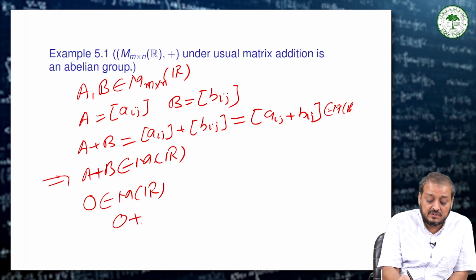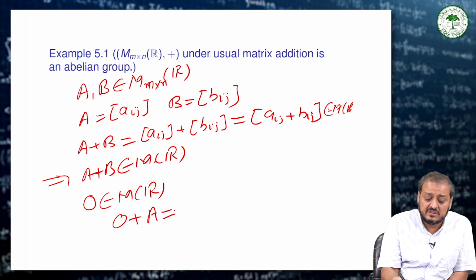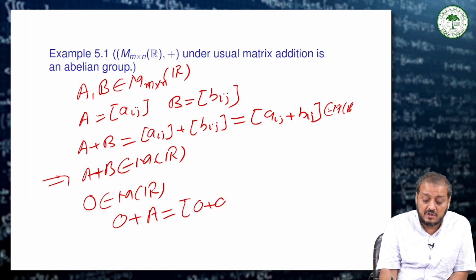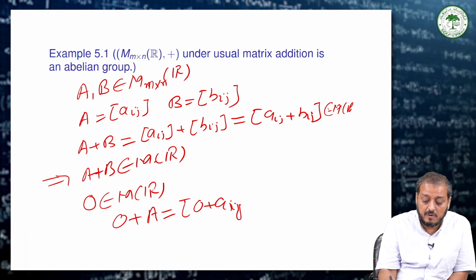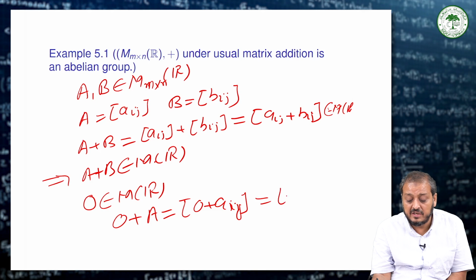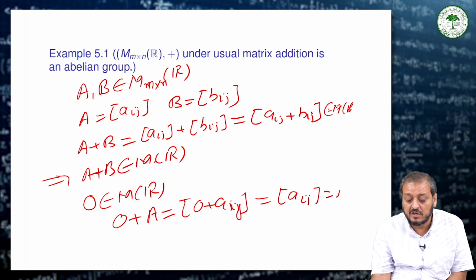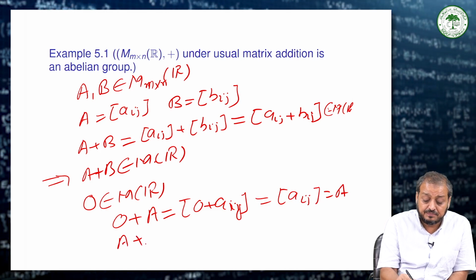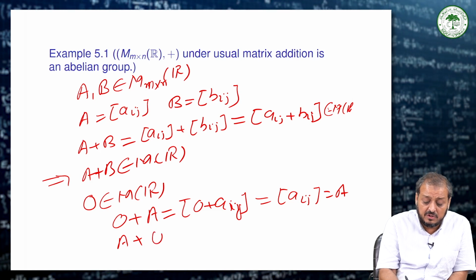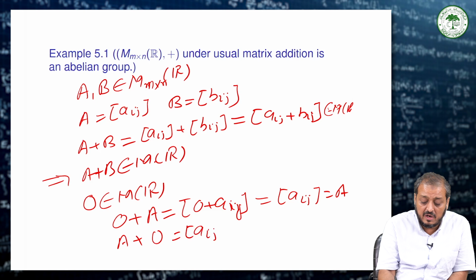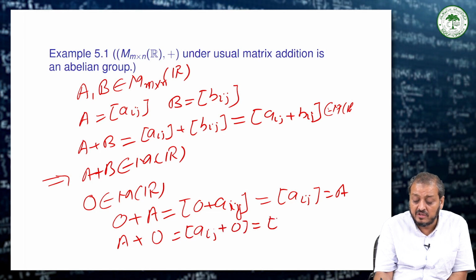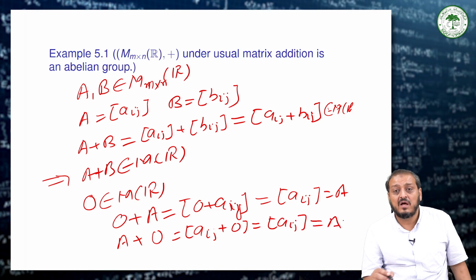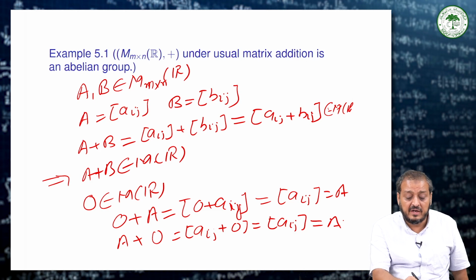Now consider 0 plus A, where 0 is the zero matrix, all of whose elements are 0. This can be written as 0 plus Aij, which is clearly Aij, and this is equal to A. Similarly, in another way, A plus the 0 matrix can be written as A of ij plus 0, and this is again A of ij, which is A. So the 0 matrix is called the identity element of this set.